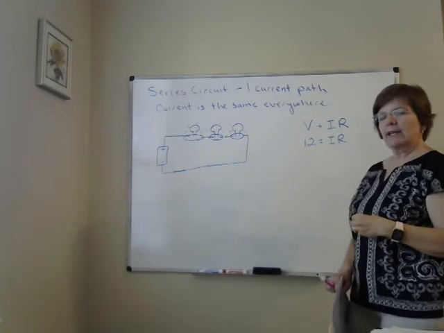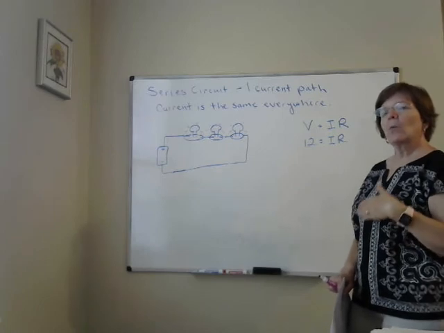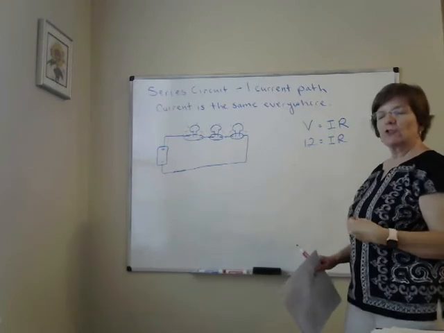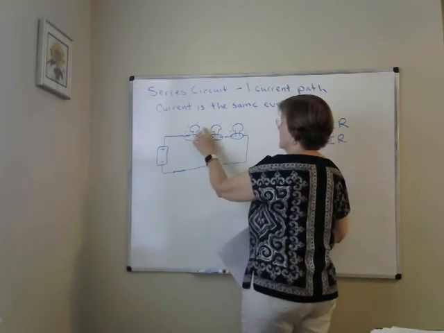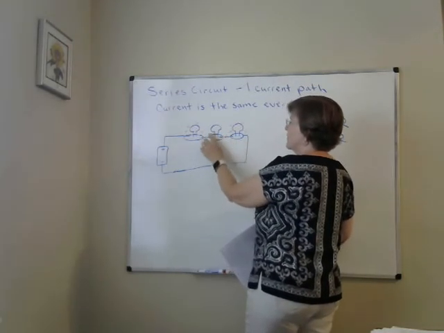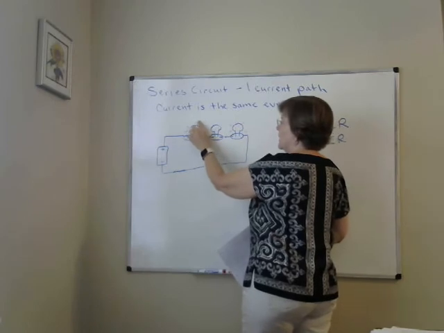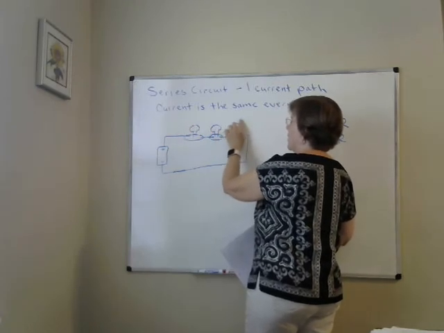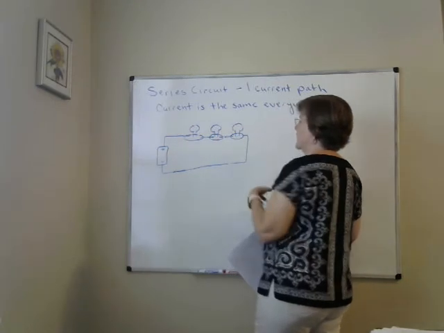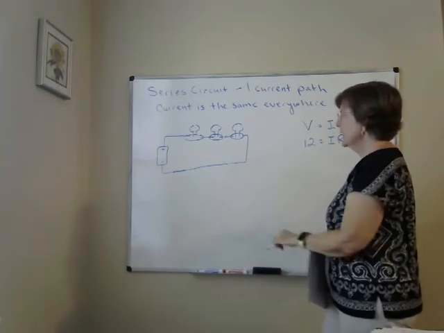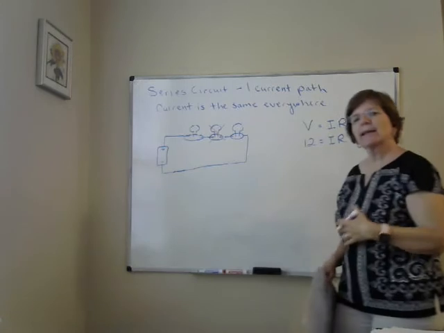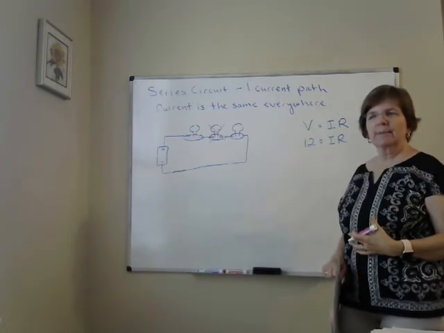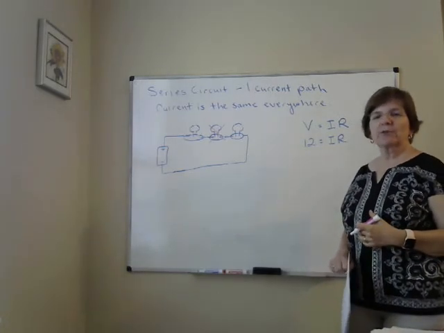Another big disadvantage is what happens if one of the elements breaks or gets turned off. If I were to come in here and turn off this light bulb, no current's flowing through this light bulb, that would stop the current for all of them. So when something's in series, if one thing goes out, everything goes out. It's not a very practical way to wire things.